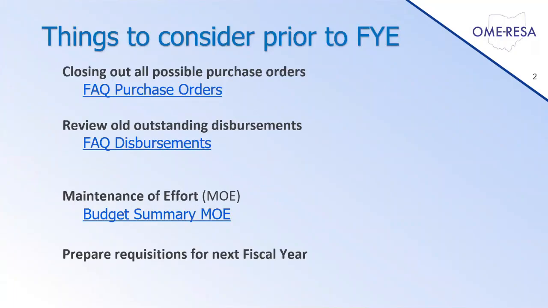This is USAS Fiscal Year End 2026 that we are going to go over. So a few things, as usual, pre-closing, you're going to want to close all of your possible purchase orders that are open. And then you're going to review your outstanding disbursements. If you have annual checks that have cleared, you're going to want to get those handled.